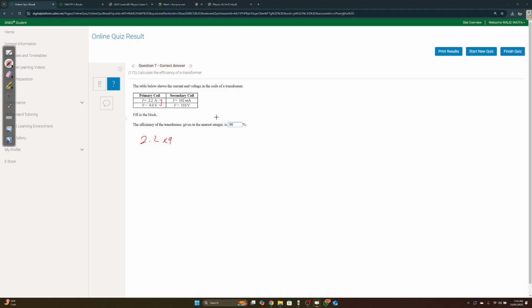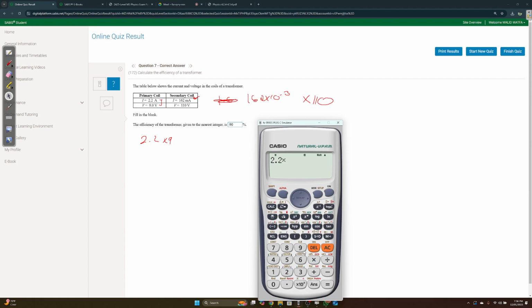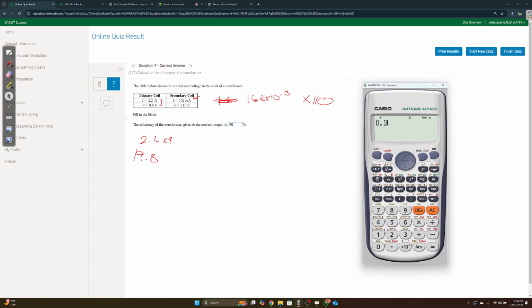The secondary coil is 162 milliampere, so it's 162 times 10 to the power of negative 3, right? Because milli is times 10 to the power of negative 3, times the voltage 110. Use your calculator. 2.2 times 9, you get 19.8, and then here you have 0.162 times 110, 17.82. So this is P out and this is P in.